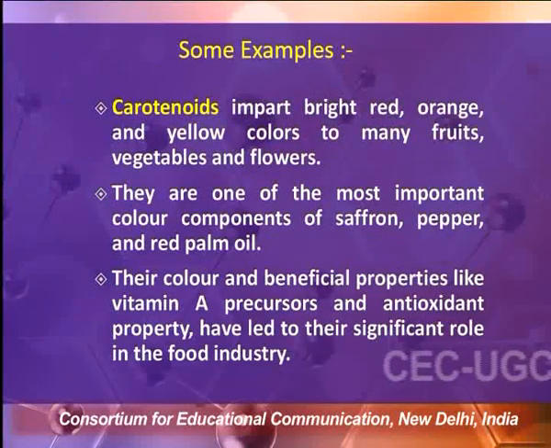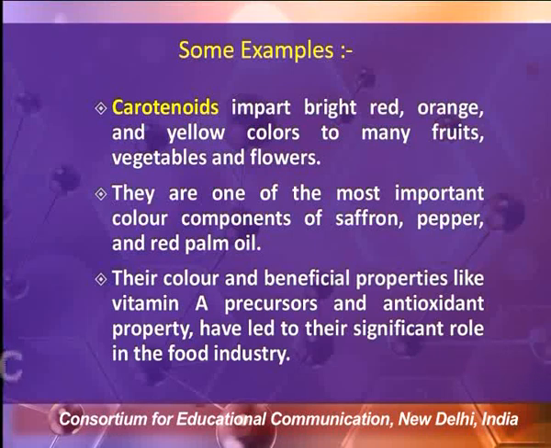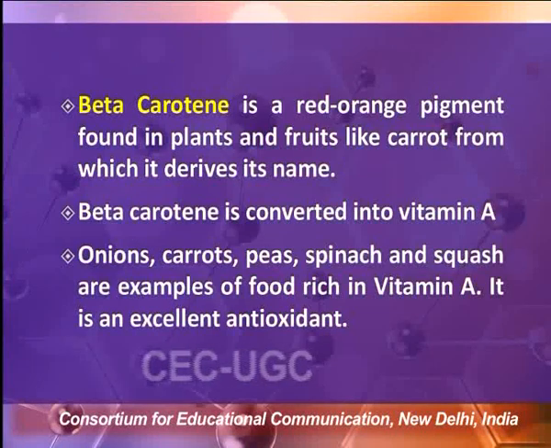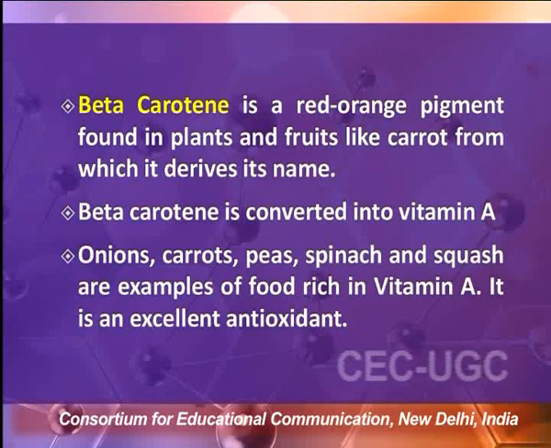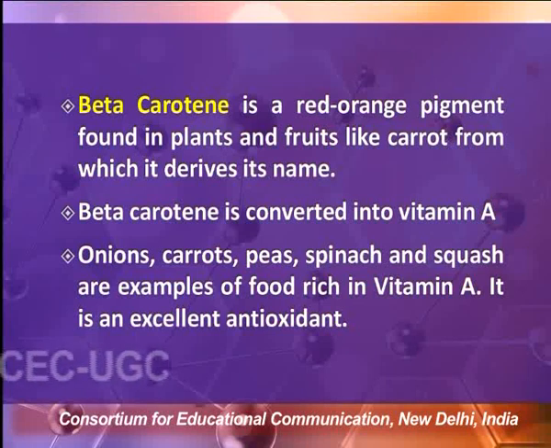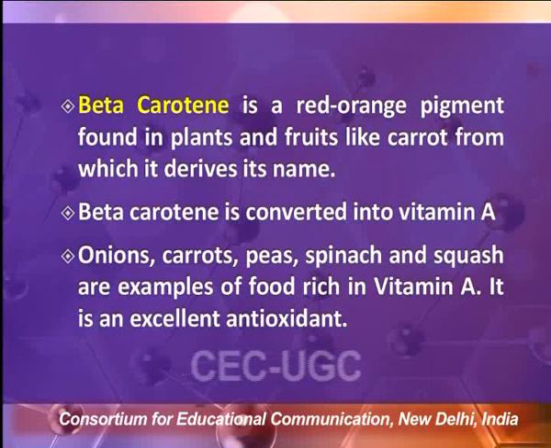Another example is carotenoids, which impart bright red, orange and yellow colors to many fruits, vegetables and flowers. They are one of the most important color components of saffron, pepper and red palm oils. Their color and beneficial properties like vitamin A precursors and antioxidant properties have led to their significant role in the food industry. Beta-carotene is a red-orange pigment found in plants and fruits like carrot, from which it derives its name. Beta-carotene is converted into vitamin A.